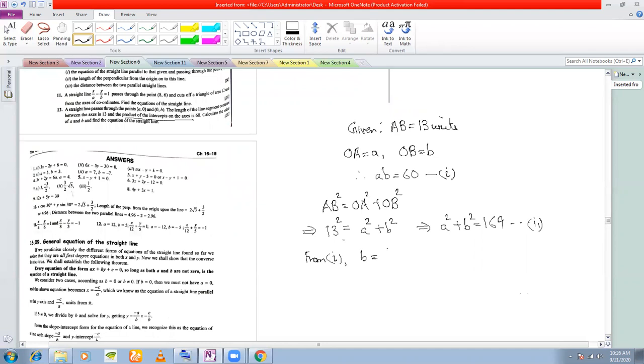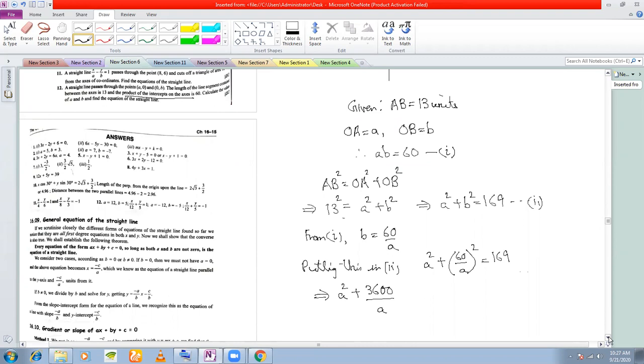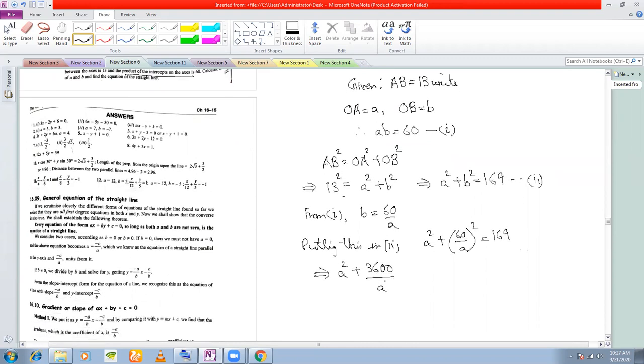So from 1, you have B is equal to 60 by A. So putting this in 2, what do you get? A square plus (60 by A) whole square is equal to 169. That means A square plus 3600 by A square is equal to 169, right?